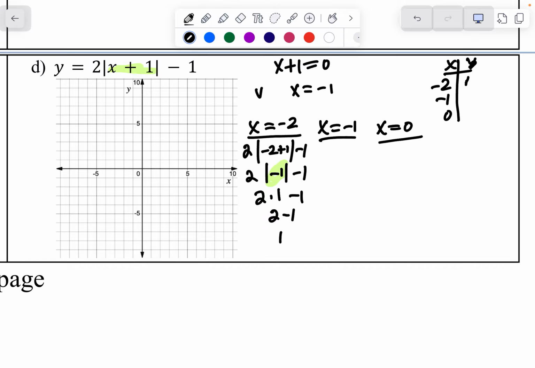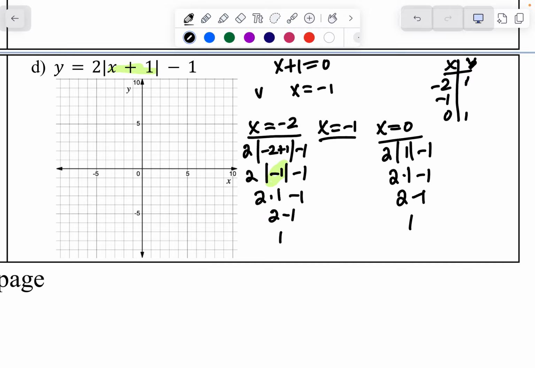Now, I expect if I did it right, that this will also give me a value of 1. But you should verify that. Don't assume it, because then you may fix something that you may have got wrong. Let's plug in 0 just to make sure. We get 2 times the absolute value of 1 minus 1, which is 2 times 1 minus 1, which is 2 minus 1, or 1. So it does come out to be 1, just as I predicted.